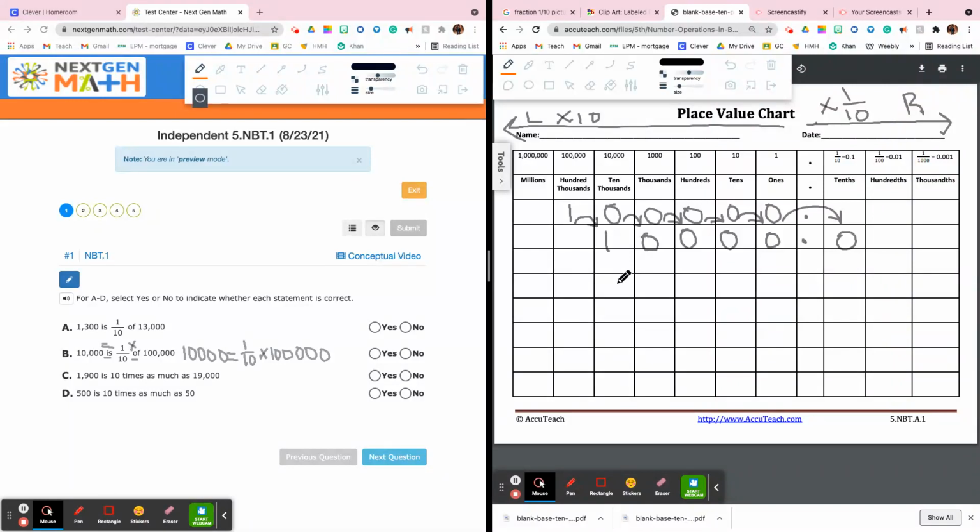So my answer for this question is 10,000. If we look at the statement, it says that 10,000 equals 1/10 times 100,000. Therefore, my answer will be yes, that is correct.